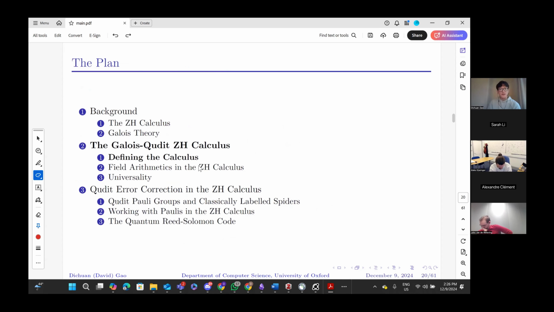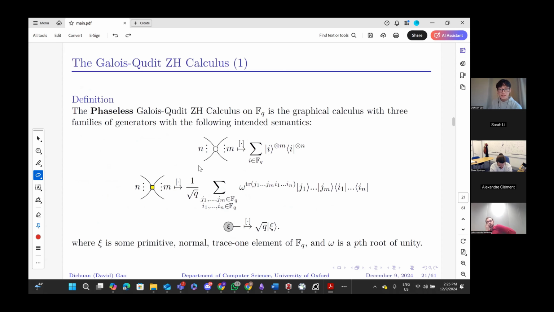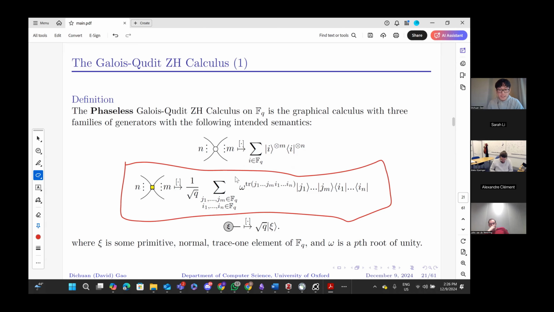So now we can actually define the ZH calculus here. I will define the ZH calculus in the phaseless case first, having three families of generators. First you have the Z spiders, which we're used to. Then you have the H spiders. Now what's happening in the H spiders is these coefficients: I'm going to take the base, this omega, as a pth root of unity, not a qth root, but a pth root of unity. And then in the exponent, I'm going to take the field trace of the product of all the inputs and outputs.